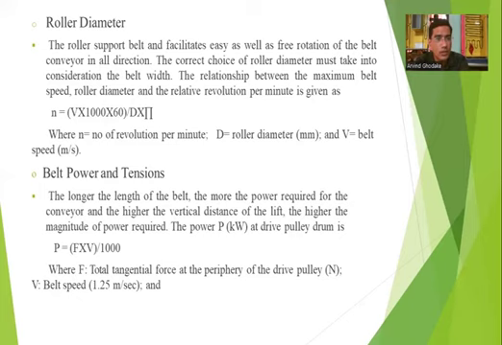Next is the calculation for the belt power and tension. The longer the length of the belt, and the higher the vertical distance of the lift, the higher the magnitude of power required. The power P at the drive pulley drum is P equals F into V by 1000. By using this formula, we can determine the belt power. Here F is the total tangential force at the periphery of the drive pulley in Newton, and V is the belt speed, which will be 1.25 meter per second.